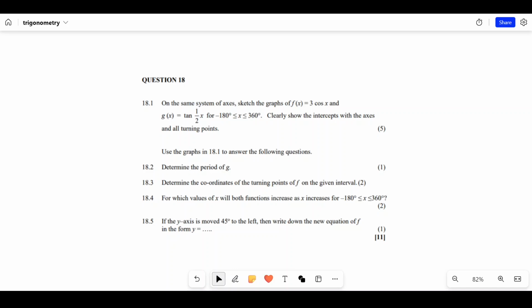Hello dear learners, this is the last lesson for trigonometry. Here we are going to see trigonometric graphs.